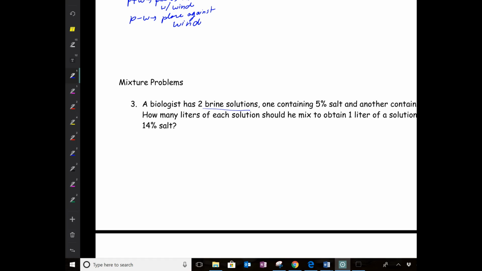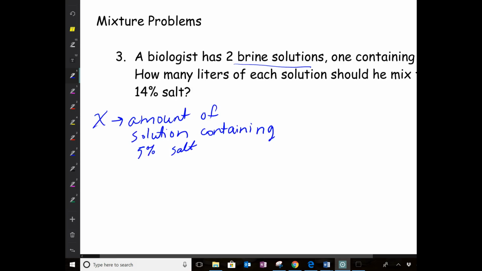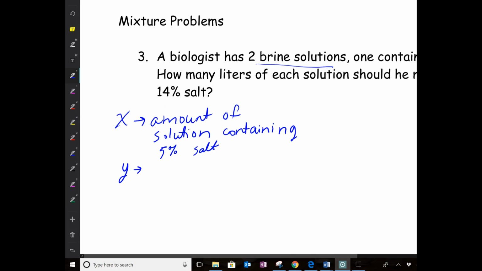But if I'm looking at the two brine solutions, let's just define those brine solutions. So X will be the amount of solution containing 5% salt and we'll call the second solution Y is the amount of solution containing 20% salt.